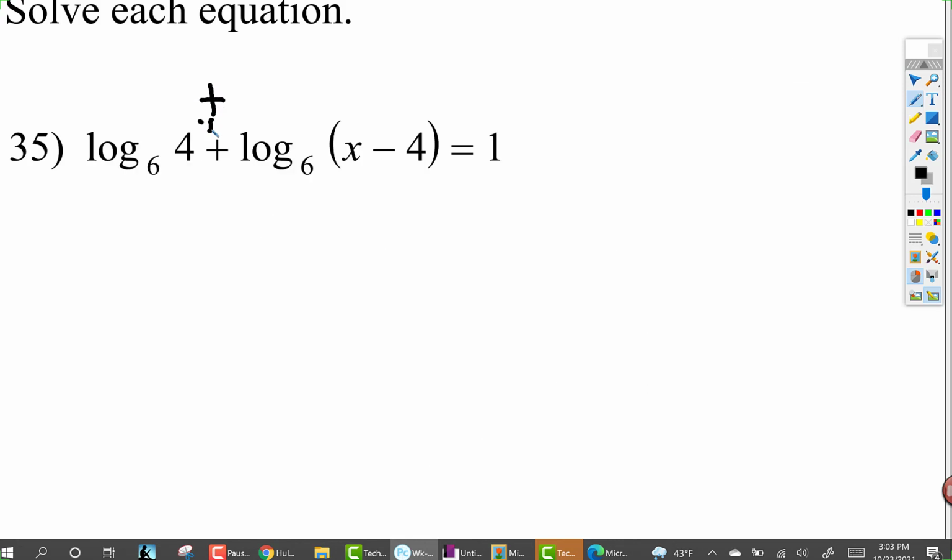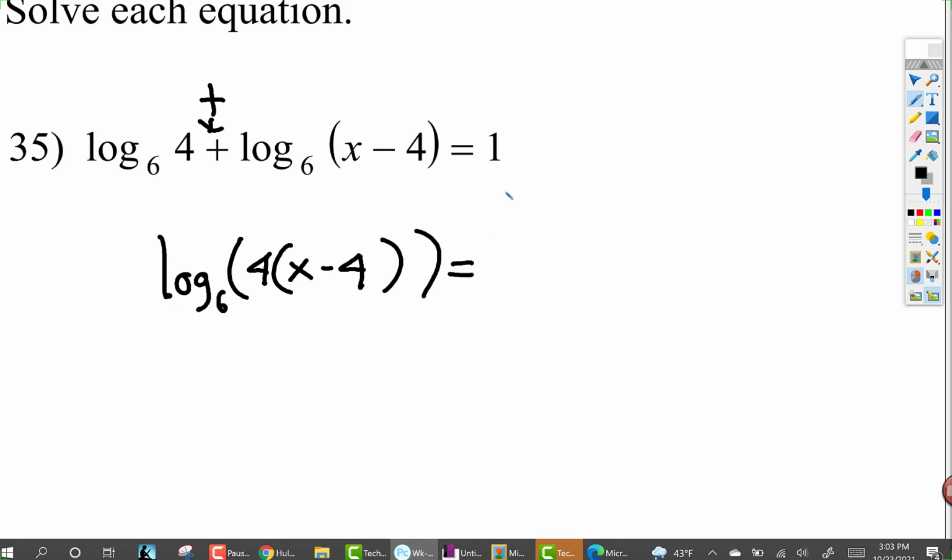Okay, now we have an addition. Well, that means the arguments expand to multiplication. So we have 4 times x minus 4. Ooh, there's not a log over here. Well, what could we write? We know that if that's 1, and this base is 6, then that would have been log base 6 of 6. Log base 6 of 6 is equal to 1, so you can rewrite it that way. You could have rewritten it as 6 to the first, but we're going to do it this way.